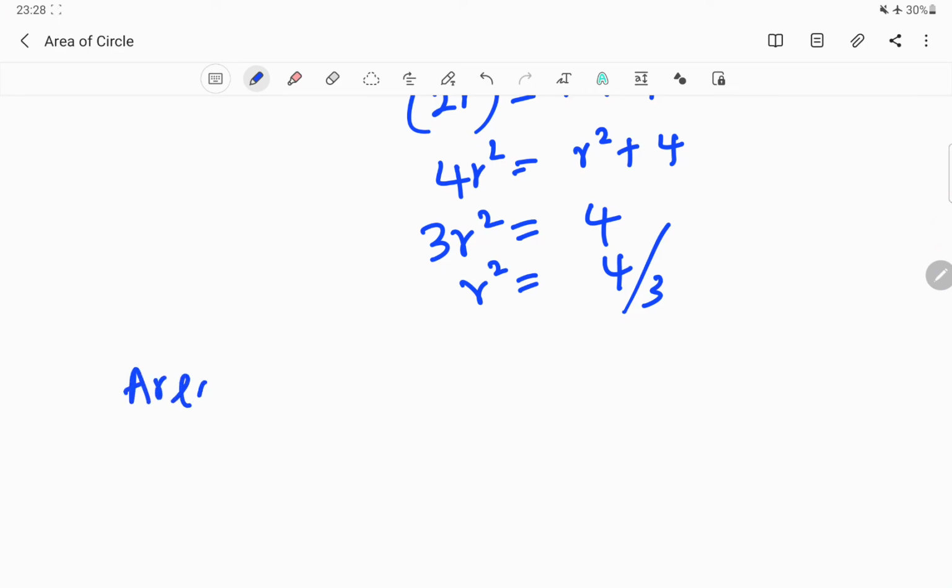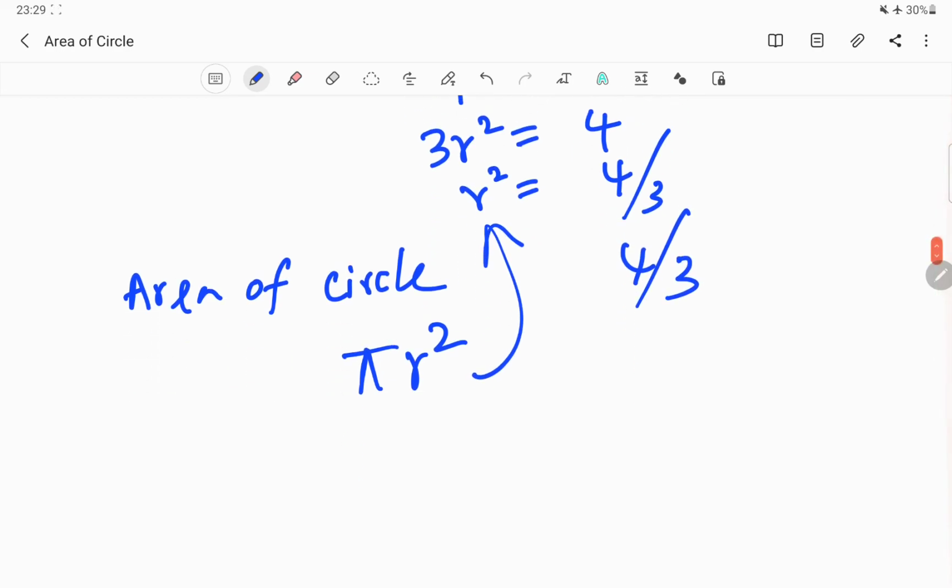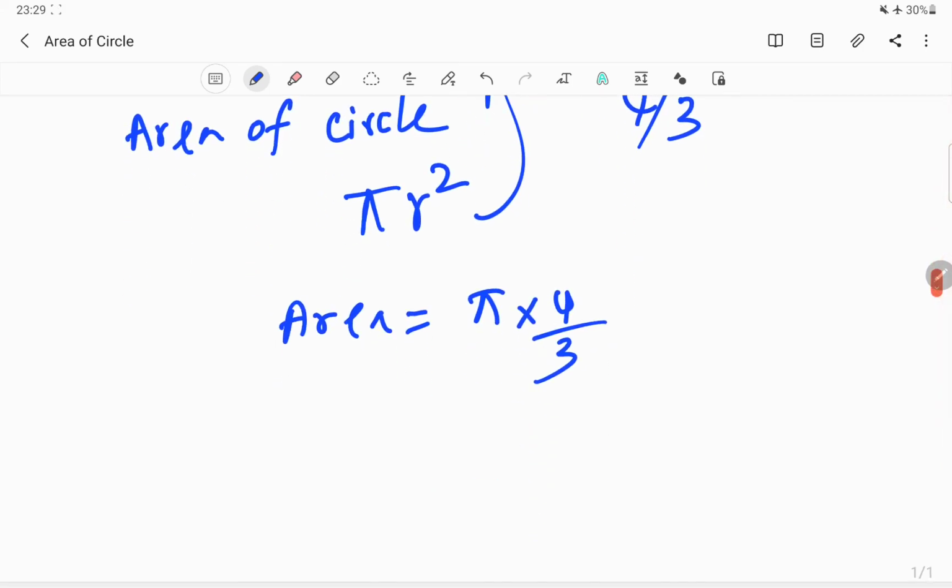Area of circle equal 5 r square. R square is 4 divided by 3. So area equal 5 into 4 divided by 3. So area of circle is 5 into 4 divided by 3. This is the answer.